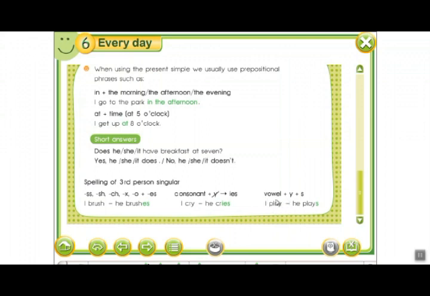when a verb ends with y and there is a vowel before the y, we shouldn't, we mustn't drop y. We have to add s. Okay, so we just add s. Like in this example, I play, he plays, because there is a vowel before y. So we don't add es after y, and we don't drop y. And the vowels are a, e, i, o, or u. Okay, so those are the vowels.